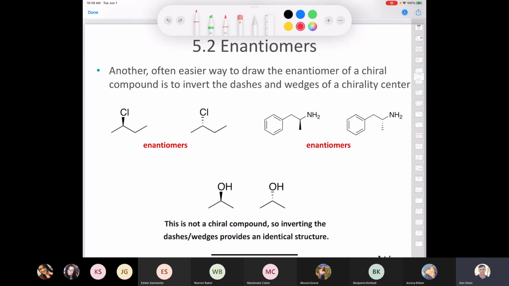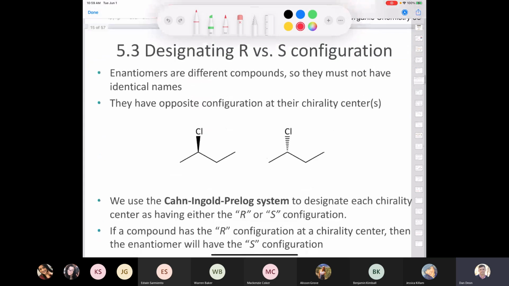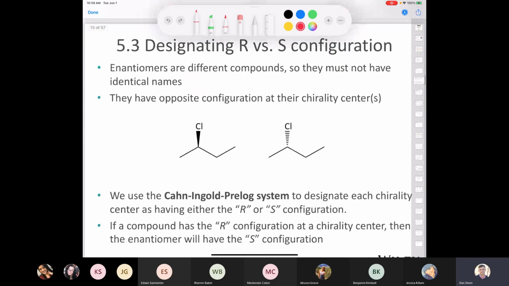So with that in mind, I want to move on to the next section, which deals with designating a stereocenter as R or S.